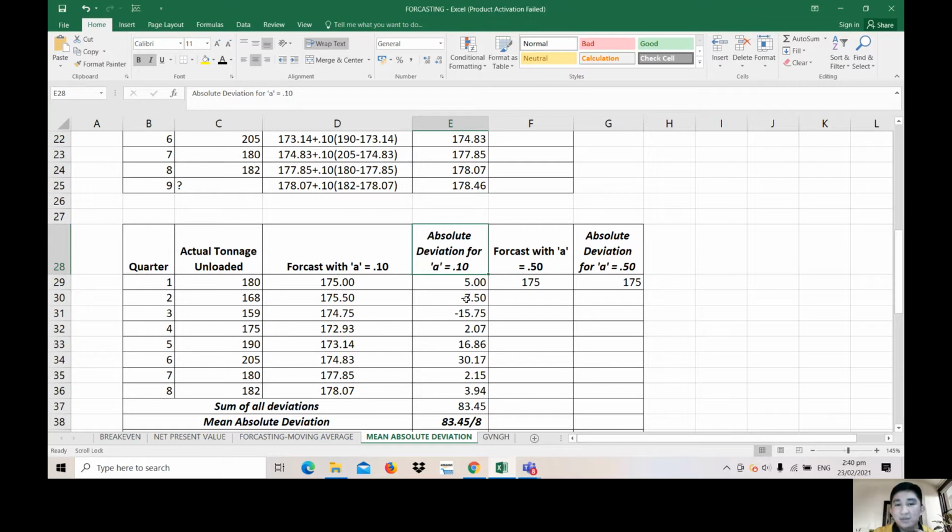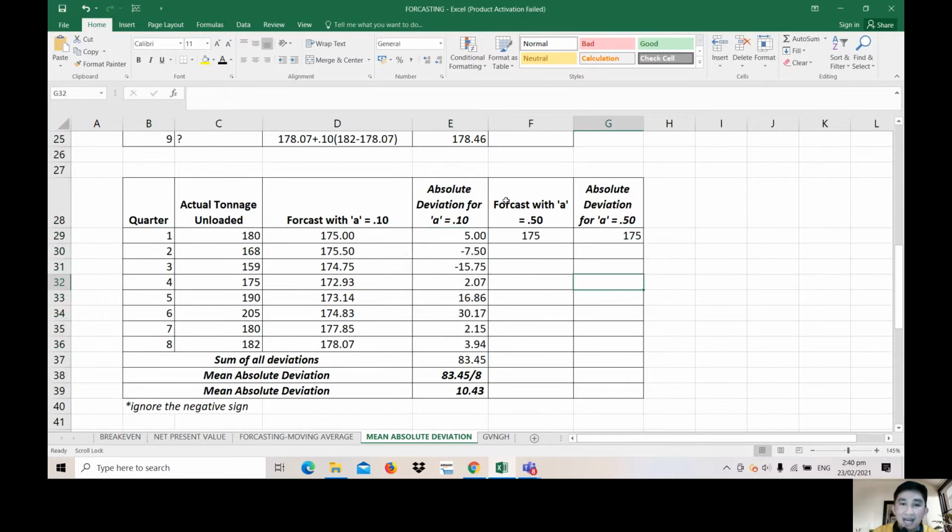So, paano ba natin nakuha yung absolute deviation? That is the difference between the actual tonnage unloaded and our forecast. So, ililess mo lang itong actual less the forecast, makukuha mo to. Okay, so meron tayong nag-negative, meron din nag-positive. But here, for you, ang next step kasi natin is i-add natin lahat ng absolute deviation ng kada quarter. But here, in adding the sum of all deviation, you have to disregard or ignore the negative sign. Okay, ayan yung rule natin ha, ignore natin. So, 7 plus 5 plus 750 plus 15.75, don't mind the negative sign.